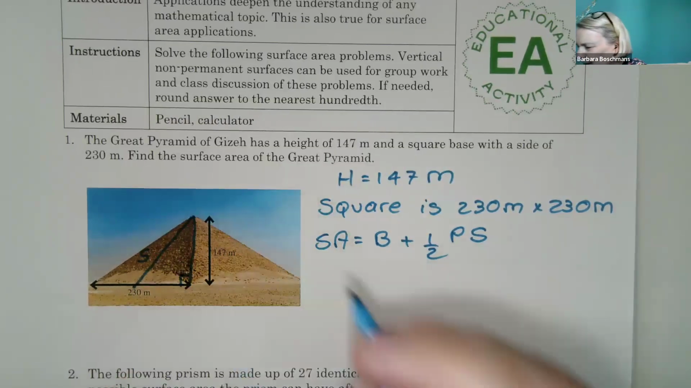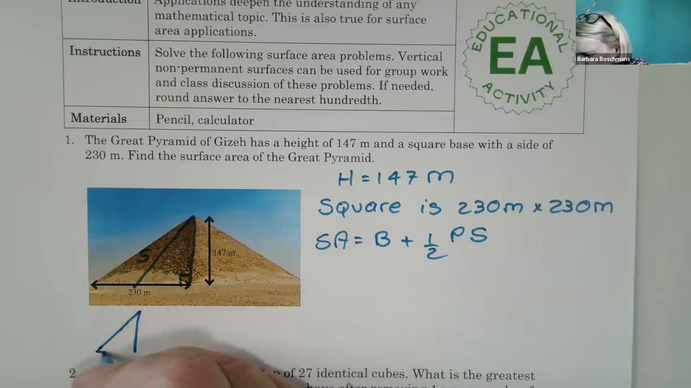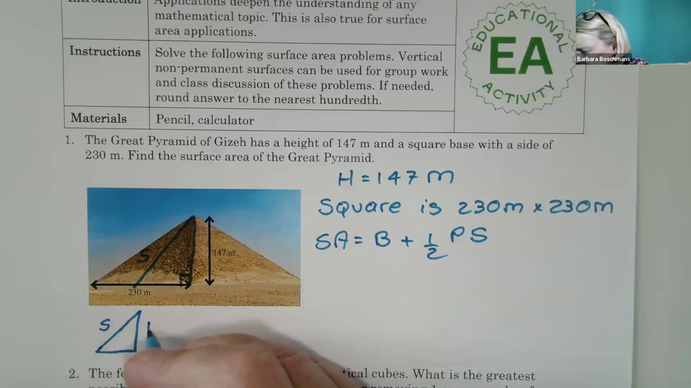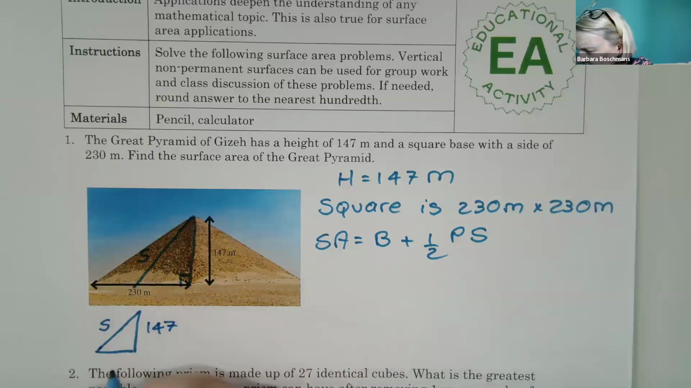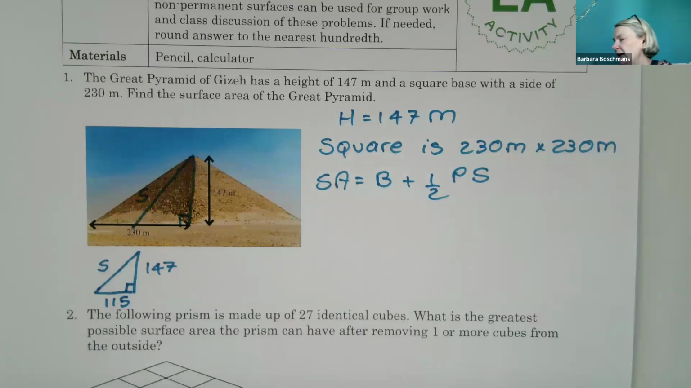If you can tell, this is going to make another right triangle. If you look at the cross section, the hypotenuse is going to be your slant height. The height of the pyramid is going to be one of the legs, and then it goes down to the middle of the base. So half of 230 would be 115. And you're going to need to solve that for us to figure out this one.